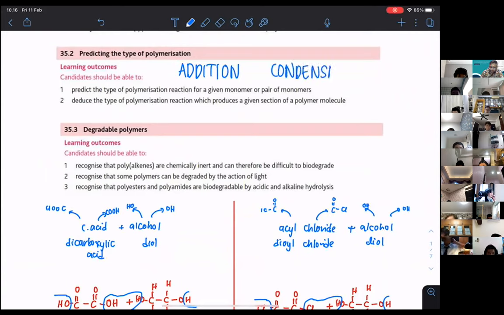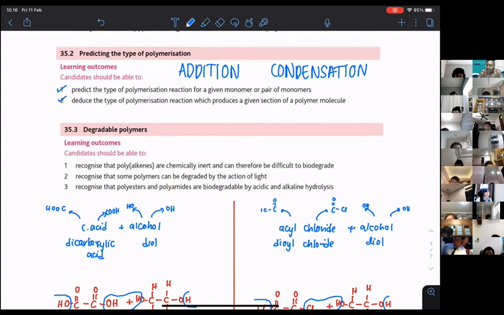So addition polymerization happens when you have alkene. Condensation polymerization happens when you want to make polyamide or polyester. So that is going to be both of that, and you need to identify that. Once you see a certain product, you should be able to find out whether this is addition or condensation.